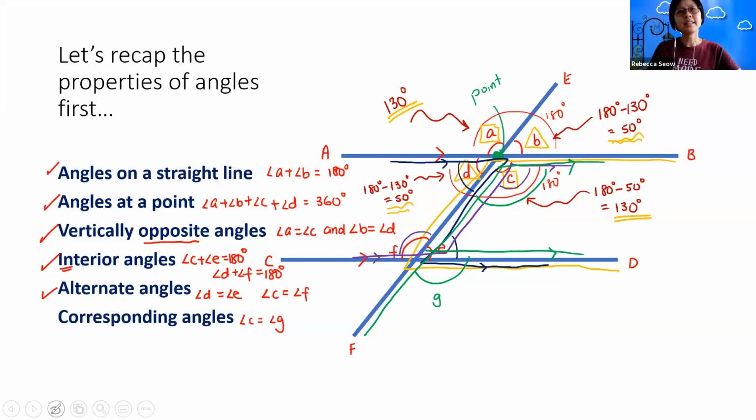On the other hand, if you were to look at another pair, the same pair of parallel lines, line AB and line CD, you can also spot another pair of corresponding angles. Here, you have angle D being equal to angle H. What a handful of properties. So these are the properties that make up angles in general.